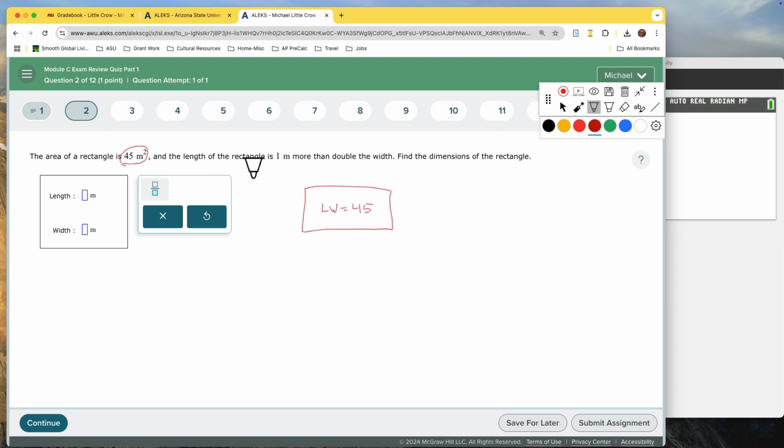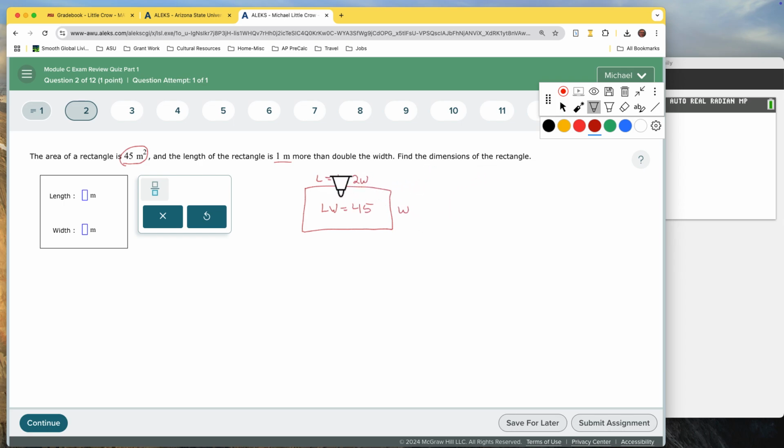The length of the rectangle is 1 meter more than double the width. So the width is the width. The length is 1 more than double the width. Okay, so that's what the length is going to be. Find the dimensions of the rectangle.